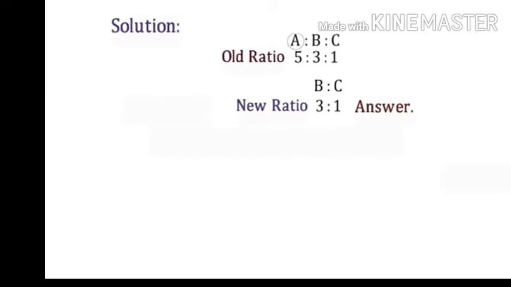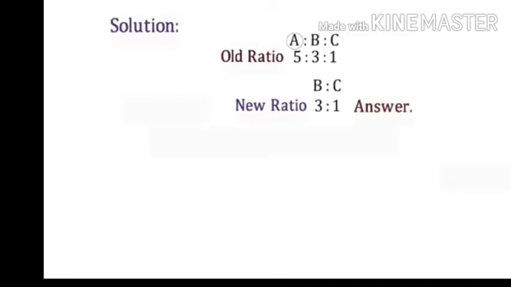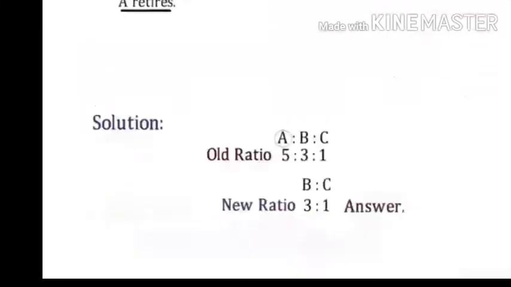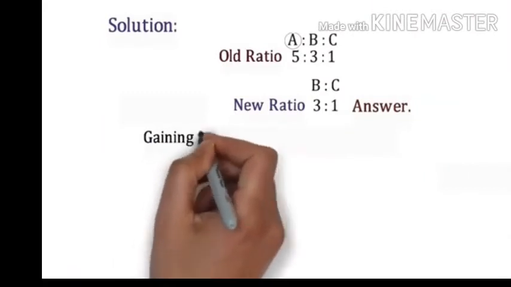Always remember, the partner who retires from the firm, we have to deduct their share and we will get the new ratio. This method we have to follow in our state government textbook for how to calculate gain ratio. Now see, this is the method to calculate a new ratio.